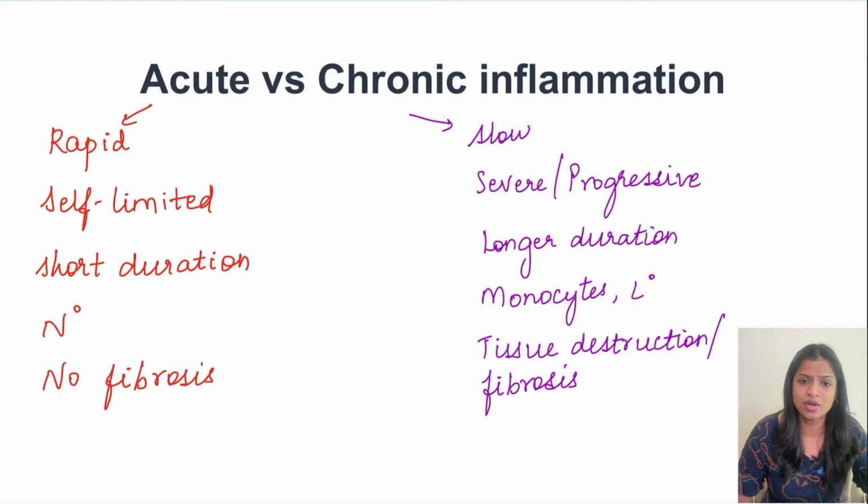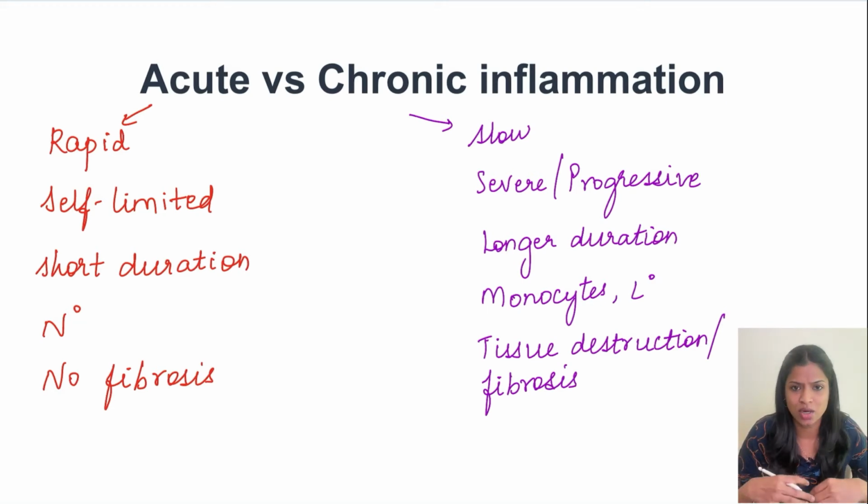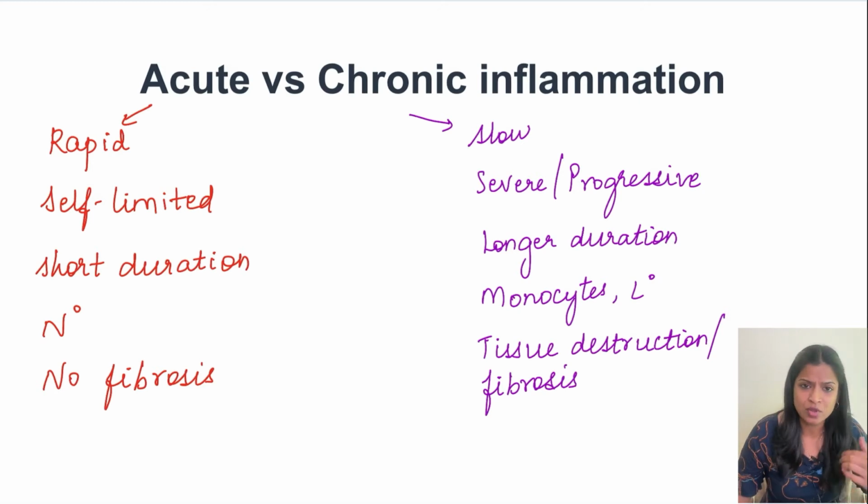And this acute inflammation is going to be short-lived because neutrophils have very short half-lives, that is 6 hours only, after which they are going to die. So, acute inflammation is going to be self-limited, and there is not going to be much tissue injury or fibrosis in acute inflammation.